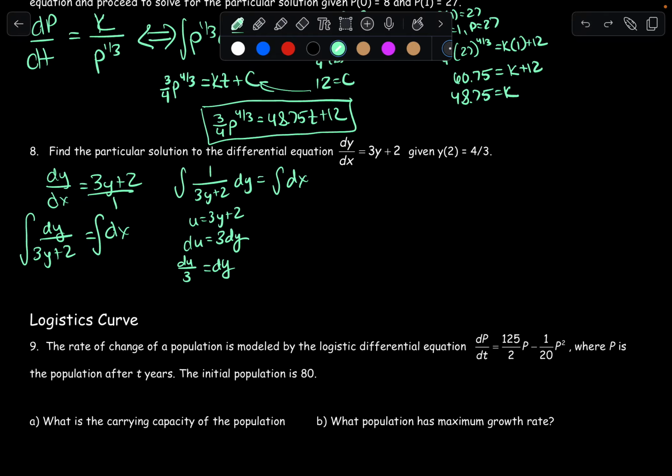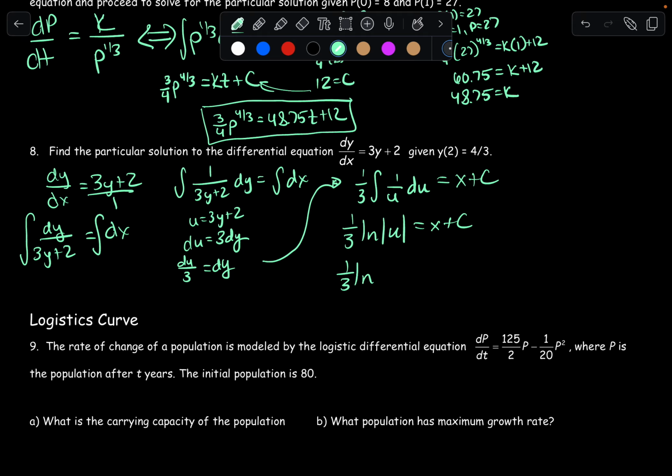So now from here, we can rewrite our integration. We have the 1/3 out front. And then when we integrate, we can have 1 over u du, because du over 3 is equal to dy. I have my 1/3, I have my du, so it takes care of the dy. And then u is equal to 3y plus 2, so we're good. When I integrate dx with respect to x, it's just x plus c. Integrating 1 over u, I have 1/3 natural log of the absolute value of u. I already have my c, and then u is equal to 3y plus 2.